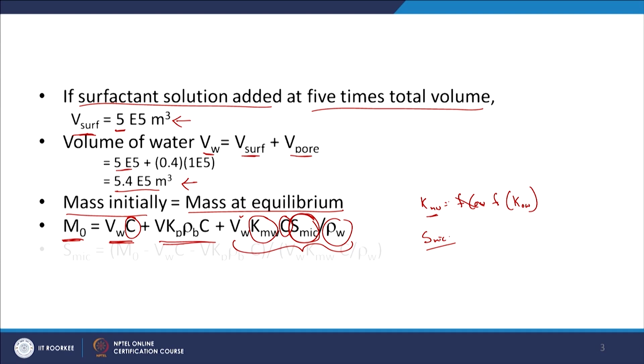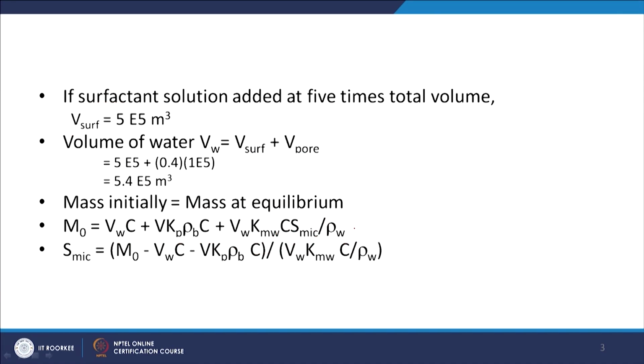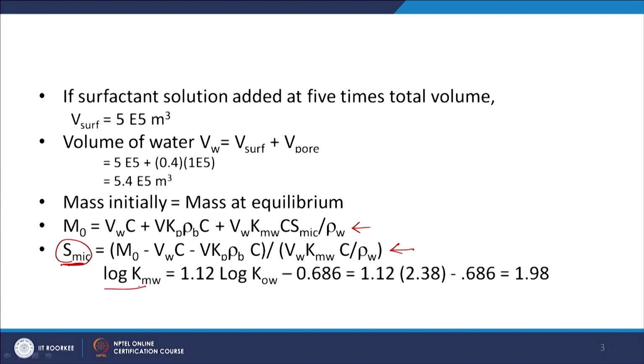Let us look at what we have. There is an empirical relationship given. Again we just rewrite this equation, and this is the equation that we are trying to solve for, so that we can get S micelle, right. And how do we solve for K_MW? There was an empirical relationship given here, right. So, K_MW is dependent upon K_OW, and we see that we end up with K_MW to be 95.4, right.